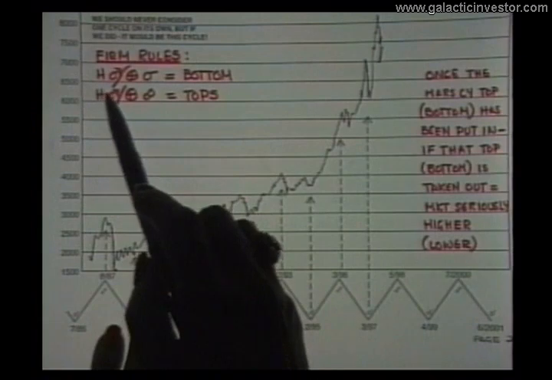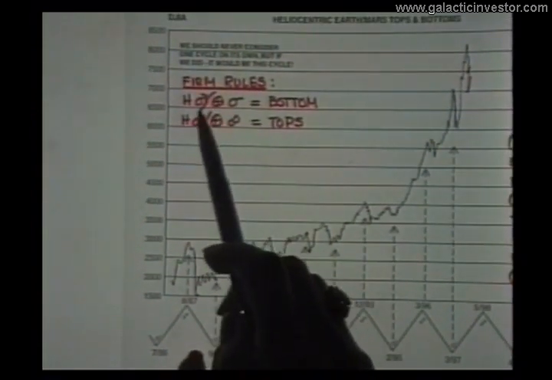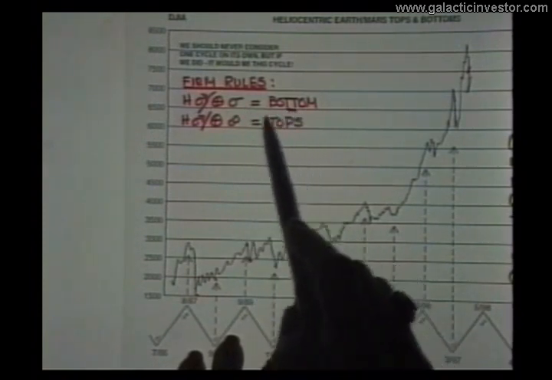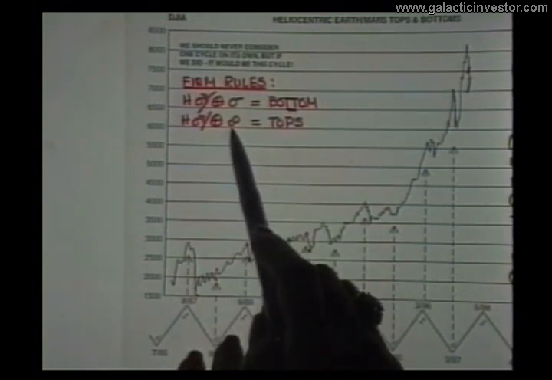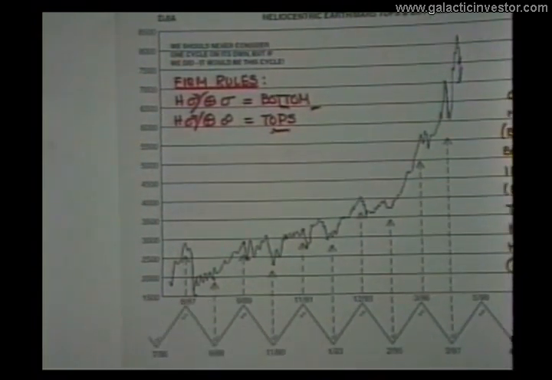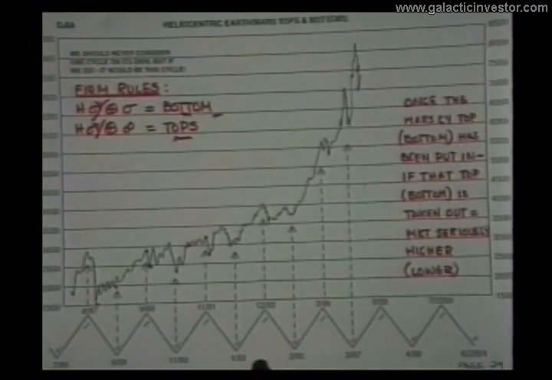Now the firm rule is this right here. The firm rule is that heliocentric Mars-Earth conjunctions form bottoms and heliocentric Mars-Earth oppositions form tops. Well, we've gone over it, but I'm just reiterating it for you so that you know exactly what it means.